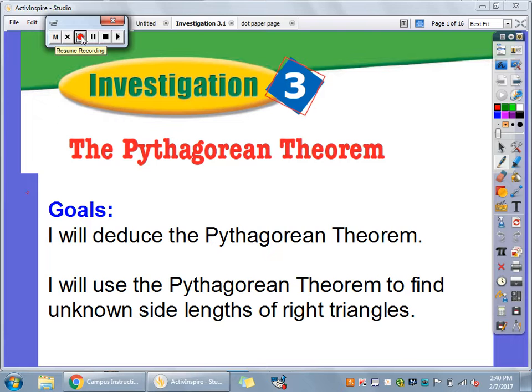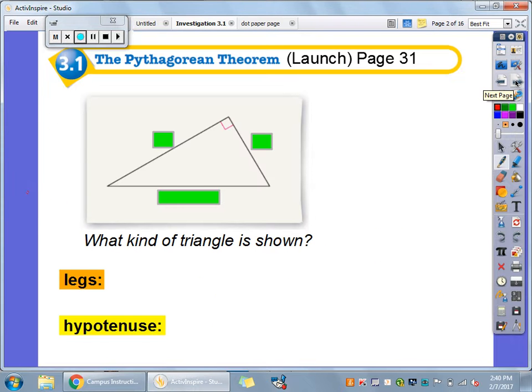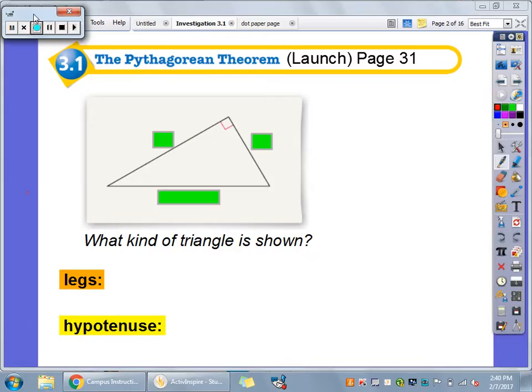Okay, so today you'll need that little sheet of paper that has the chart on it, and you'll need a page of dot paper, which hopefully should be on the website. But we've got this triangle here, and what we want you to recognize is that this is a right triangle. And we know that it's a right triangle because it's got this little square in the corner here.